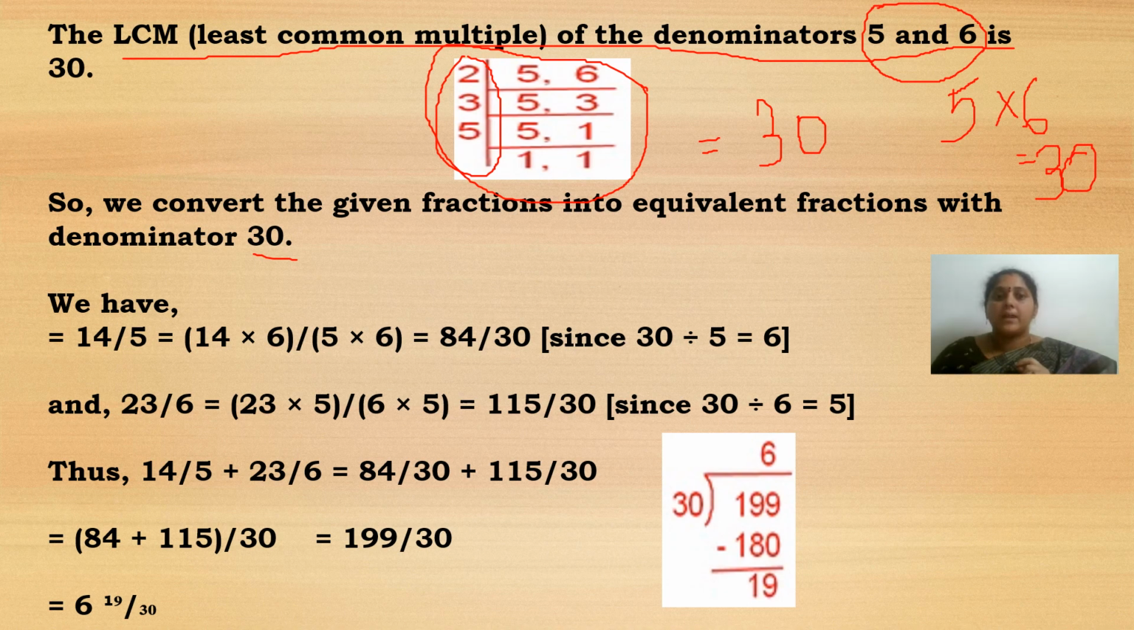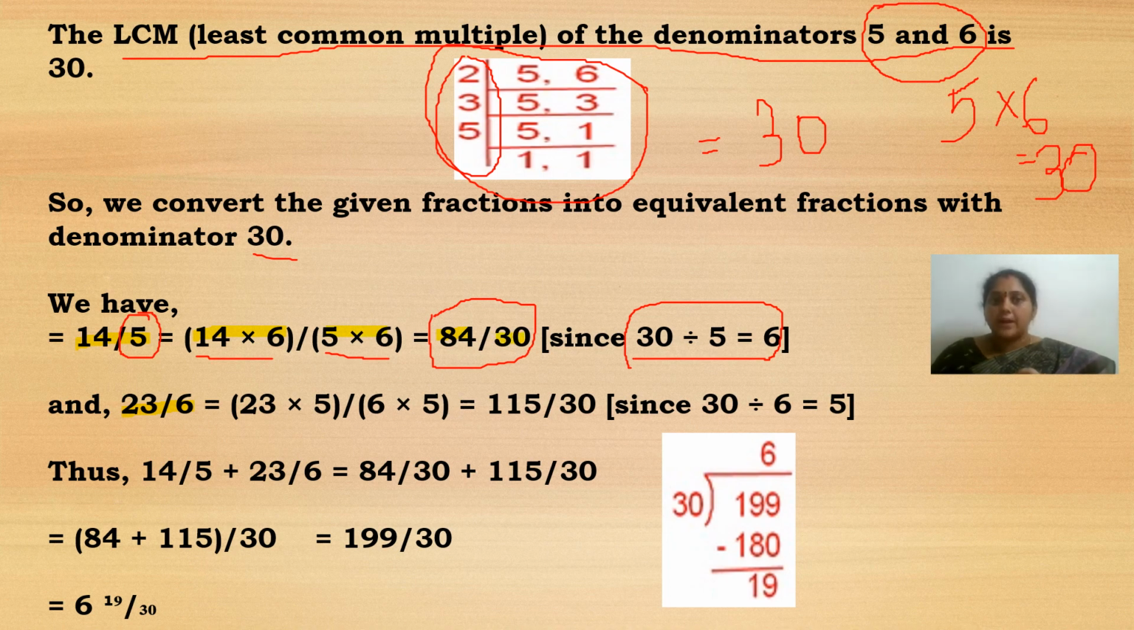Right? What are our fractions here? 14 by 5 and 23 by 6. Now what are we going to do? This 5 should be converted to 30. How are we going to convert? Since 30 divided by 5 gives our answer as 6, we will multiply 14 into 6 and 5 into 6. That is equal to 84 by 30. When we multiply 14 with 6, we get 84, and when we multiply 5 with 6, we get 30 as our denominator.